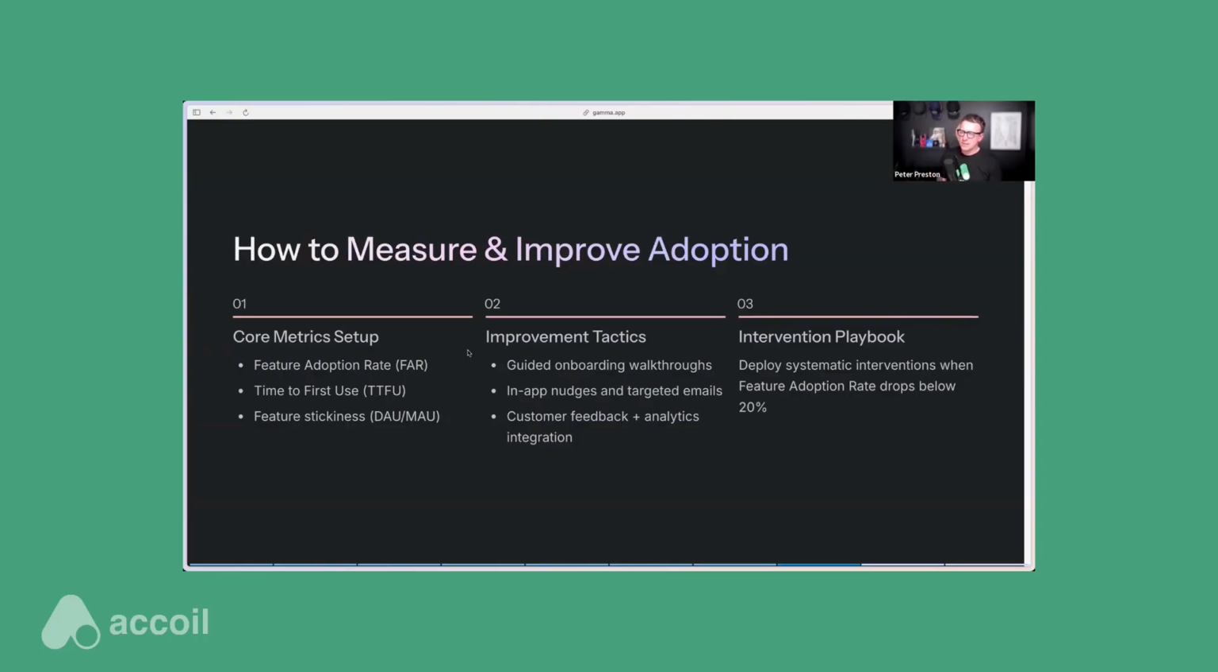And then there is the feature stickiness. Are they using it daily? Are they using it monthly, weekly? I think it's up to every product owner, every company to know what a healthy use case looks like for their products, right? So if you have a feature that should be used daily, like if you're building Slack, you want people to use it every single day.